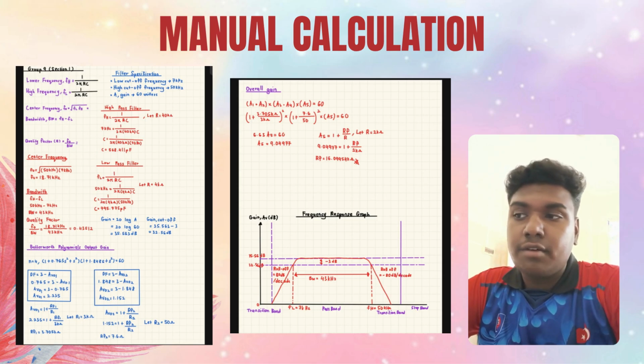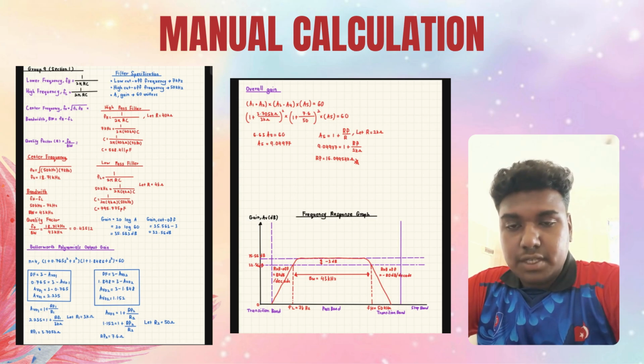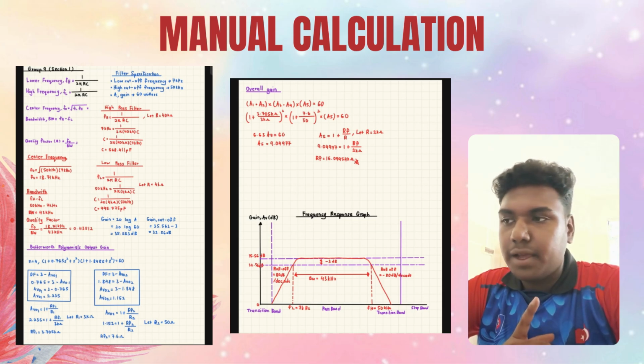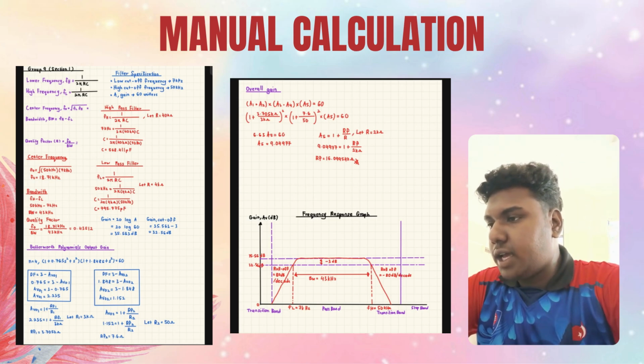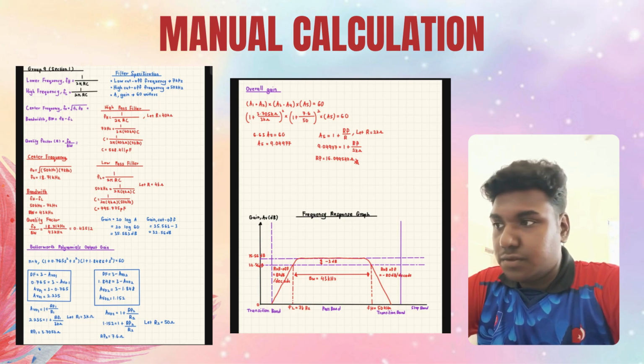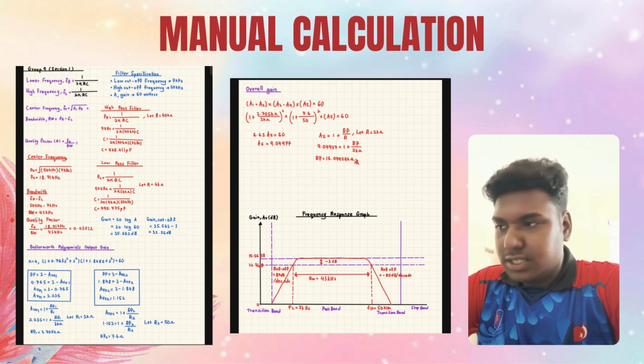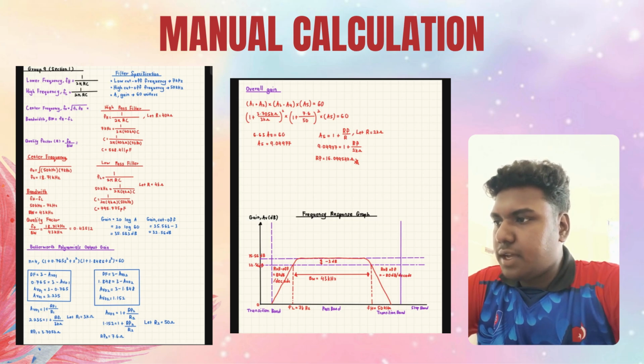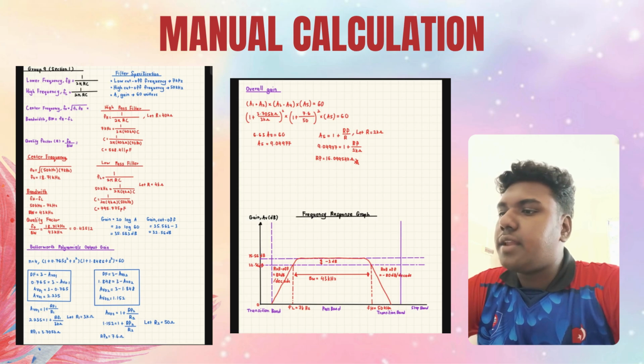Then the gain cutoff is 32.56. For the cutoff, it is mandatory that we subtract 3. Next we go for the Butterworth polynomial output gain. With n equals 4, we got 60. These are the Butterworth polynomial output gains, so we have to find RF1 and RF2.